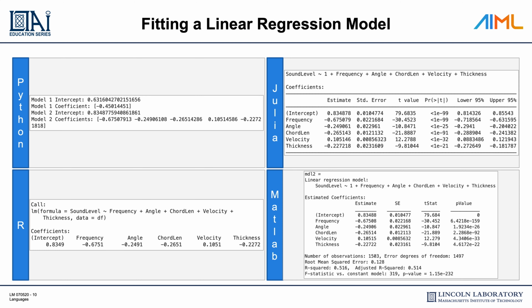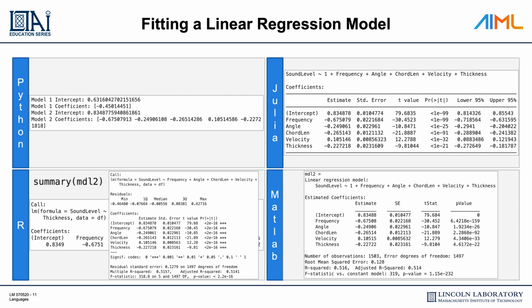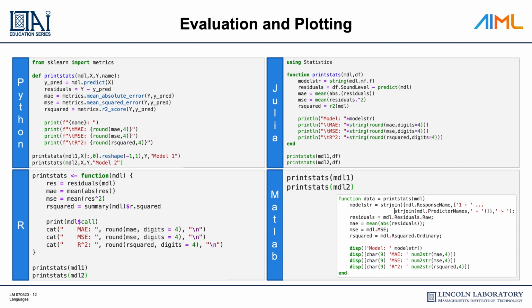Julia and MATLAB give a lot of information when you print out the model that can be helpful for regression analysis. The summary function in R will give you similar information, and Python's sklearn package provides functions to get this additional information as well. Next, we'll evaluate our models.